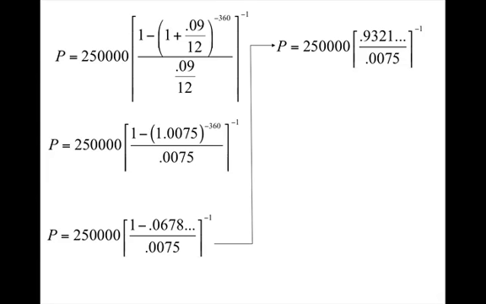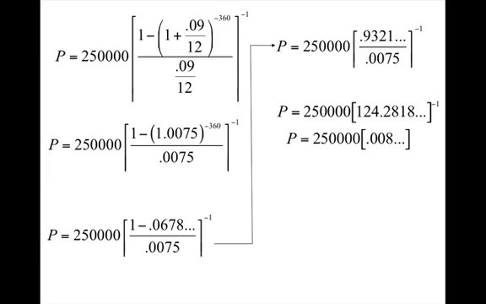Divide that by the 0.0075, or the 0.09 divided by 12, and you get 124.2818. Now raise that to the negative 1 power, and you got 0.008. And all of these decimals continue on. Don't clear out your calculator screen. Just write down the first few digits on paper.